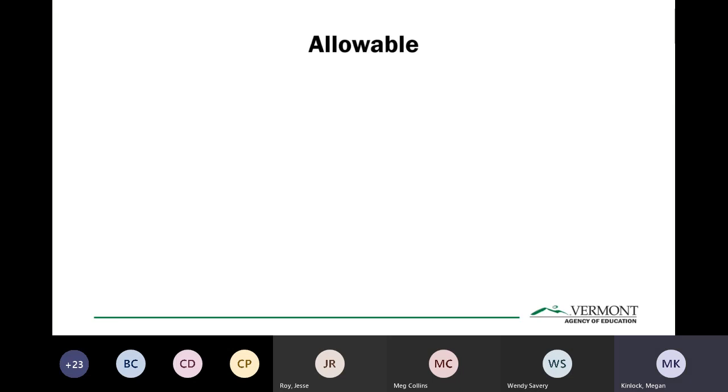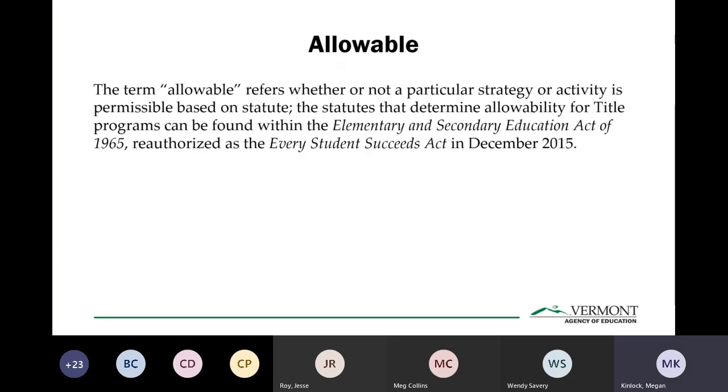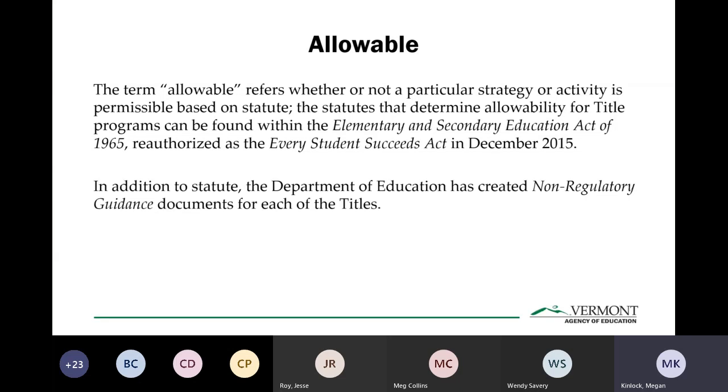So allowable, that's that third bullet point. It refers to whether or not a particular strategy is permissible based on statute. So that's where we determine what's allowable for the different titles, by looking directly at the Elementary and Secondary Education Act of 1965, reauthorized as ESSA in December of 2015. In addition to statute, the Department of Education federally created non-regulatory guidance for each of the titles as well. So we pull that in to help us determine what we can and cannot do with the funds.